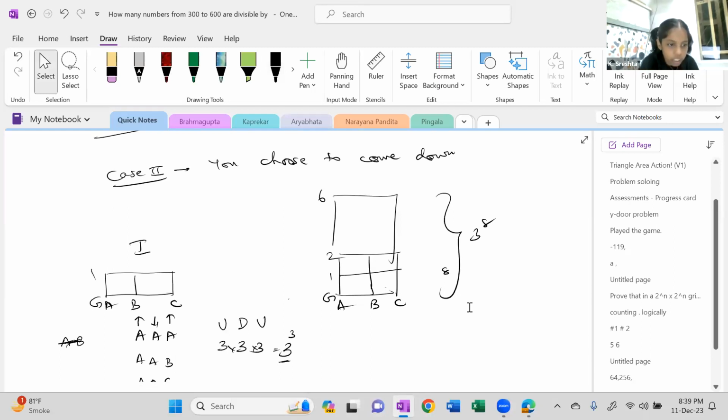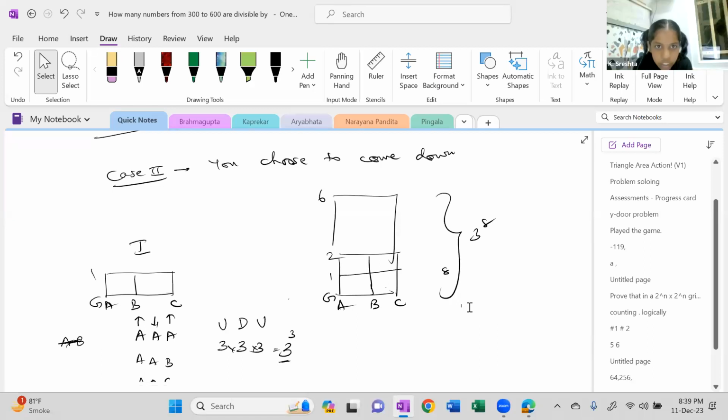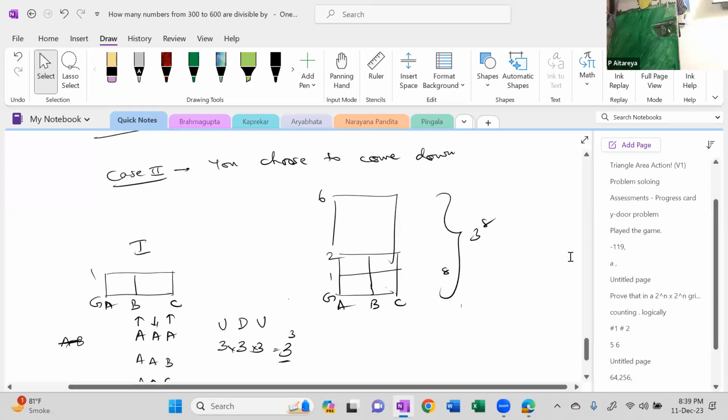Sir, can I annotate? Then you'll understand. Do whatever you want, no problem. So from G, you decide you can go up. Can you see, sir? No.